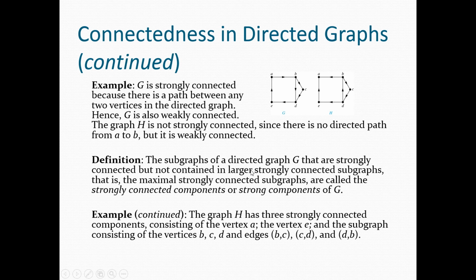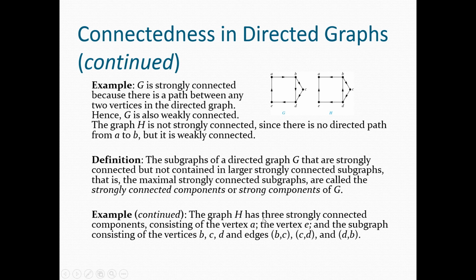The subgraphs of a directed graph G that are strongly connected but are not contained in larger strongly connected subgraphs, that is, the maximum strongly connected subgraphs, are called strongly connected components or strong components of G. Similar to the idea of the components we learned in previous slides.